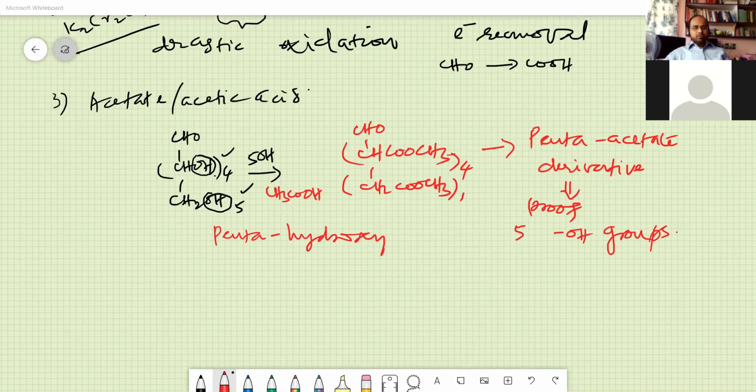And when you use some excess, in the presence of some pyridine, which is some kind of mild catalyst, it will convert and give you the hexa-acetate. But we are not going to that.